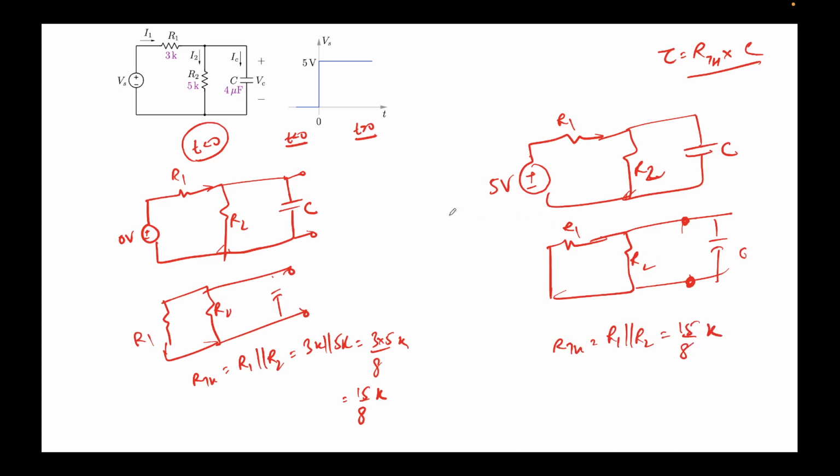So what you have noticed is that since the topology of the circuit remains the same, even though a step comes, the Thevenin resistance of the circuit does not change. Accordingly, the time constant will be R Thevenin times C. So this will come out to be 15 by 8k times the value of C, which is 4 microfarad. So this will come out to be 15 by 2 k times micro, which is milliseconds. So this will come out to be 7.5 milliseconds.